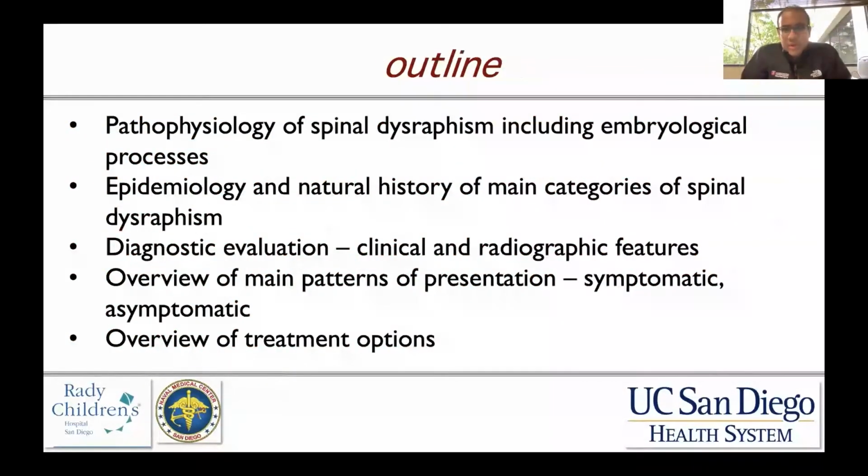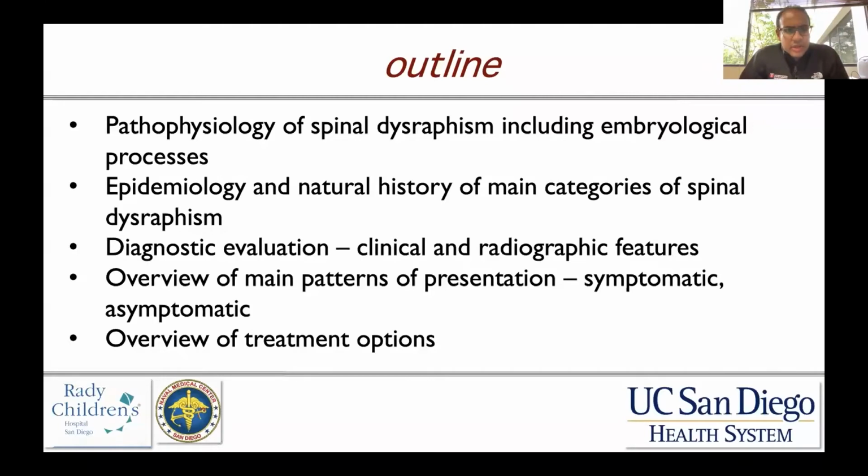And just kind of a brief outline. This comes from some of the materials I was given. So we'll talk a little bit about the pathophysiology of spinal dysraphism, including some of the major embryological processes. This isn't going to be like your MS1, MS2 embryology course, but just kind of general ideas and themes when you think about neural tube defects as it relates to surgical anatomy and management.